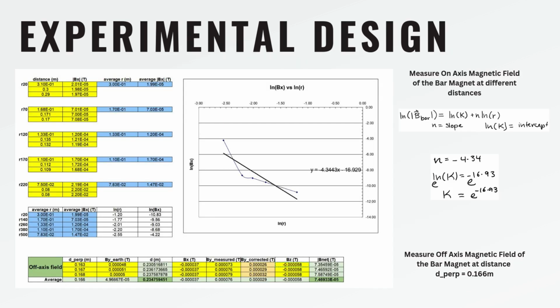Here's an Excel spreadsheet representing the data I found, as well as the graph of the magnetic field relationship to the position. I was able to find n and k by setting n as the slope and the natural log of k as the intercept of the graph. It's important to note that we had to correct for the Earth's magnetic field for the off-axis, but for on-axis we accounted for this by aligning the axis with the Earth's magnetic field.